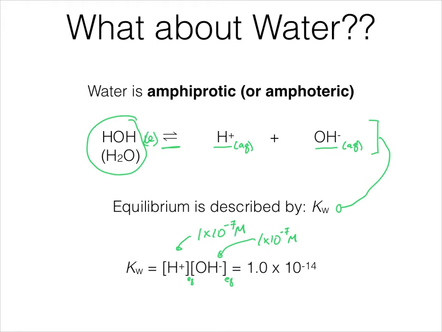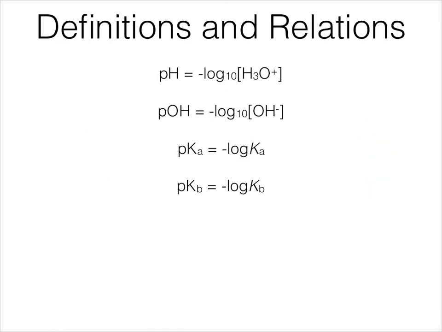And so when we calculate that out, we get a Kw, that is a defined value of Kw, equal to 1 times 10 to the minus 14. Okay, so some more definitions and relations that we're going to start using to be able to describe these solutions that are acidic and basic.